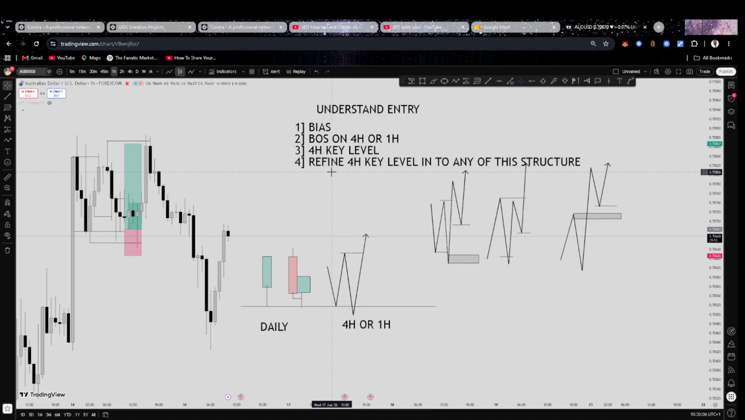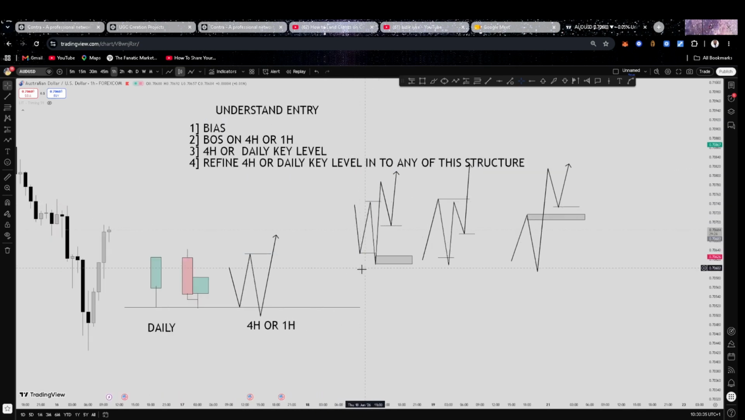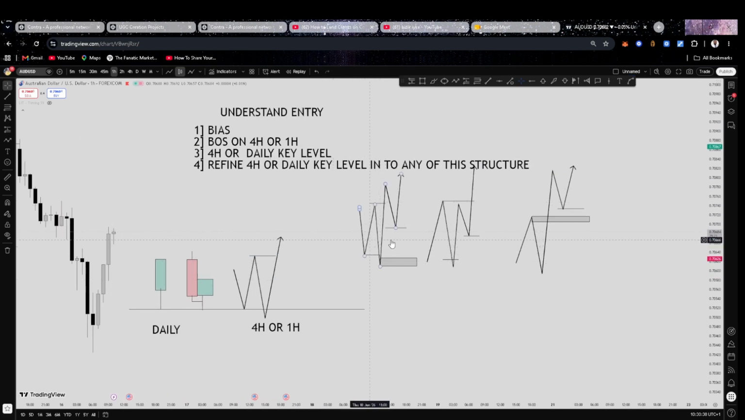After you get your key level, you are going to go to the 4th step, which is refining that daily key level or the 4 hours key level. I think let me just put here daily key level. So after you get these key levels, you are going to refine this key level into a structure. Any of these structures, we have structure type 1, we have structure type 2, and we have structure type 3. And how do you treat these structures?